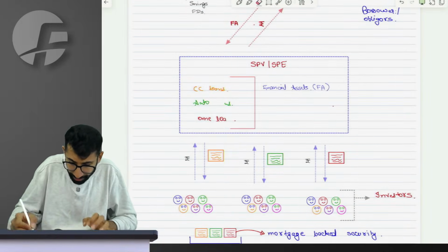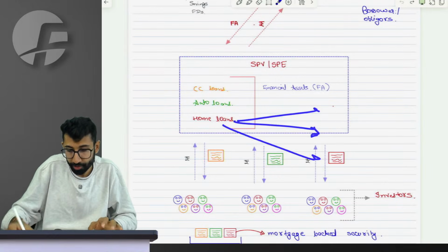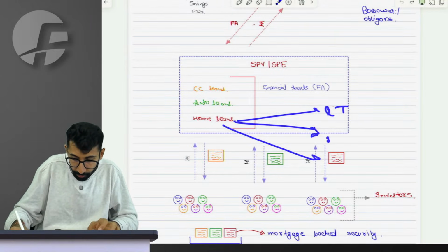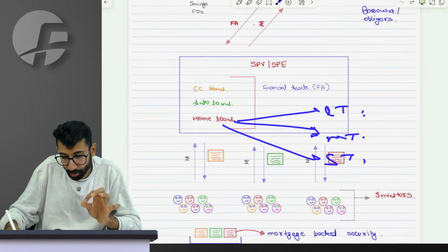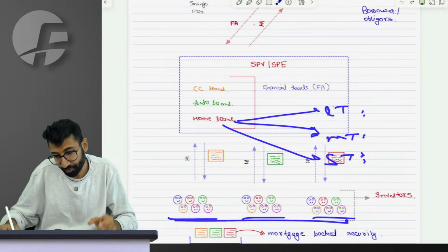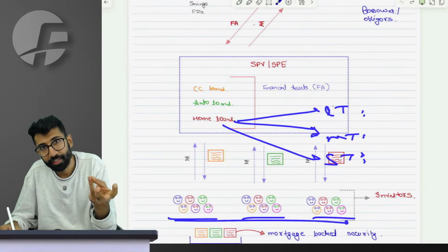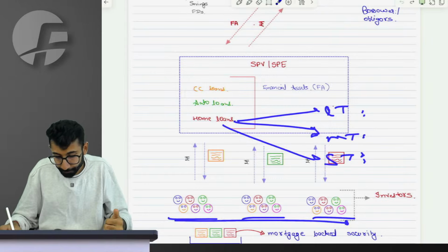For example, I have created three different tranches. What are the three different tranches? Long term, medium term, short term. These are the tranches I have created. Each tranche will meet the risk and return requirement of each type of investor, which is why we call it a structured security, and these are the tranches. Then, sir, what was the next point I was trying to explain?